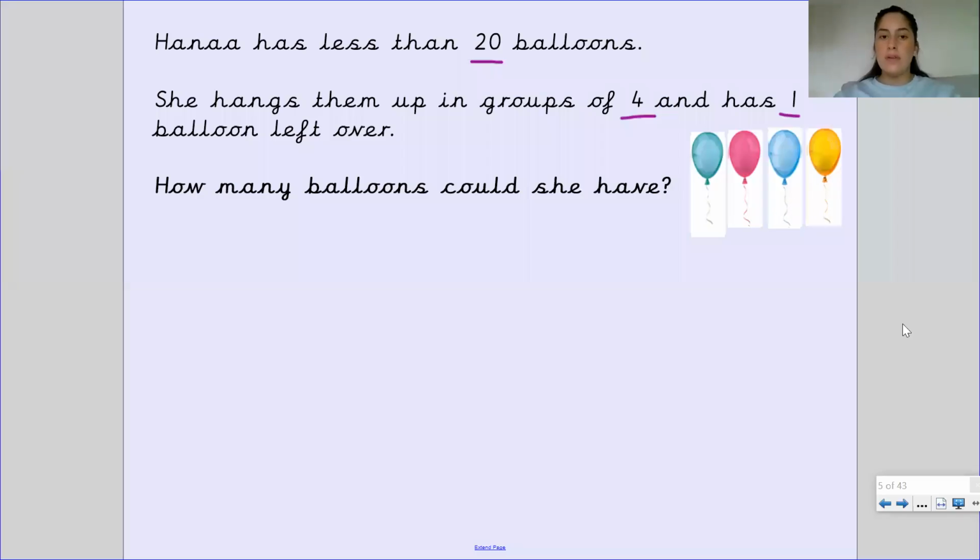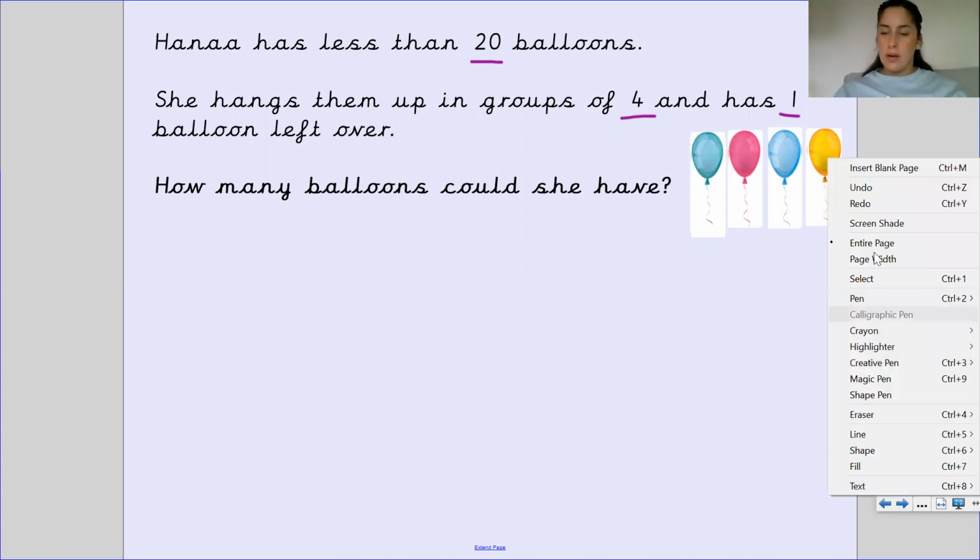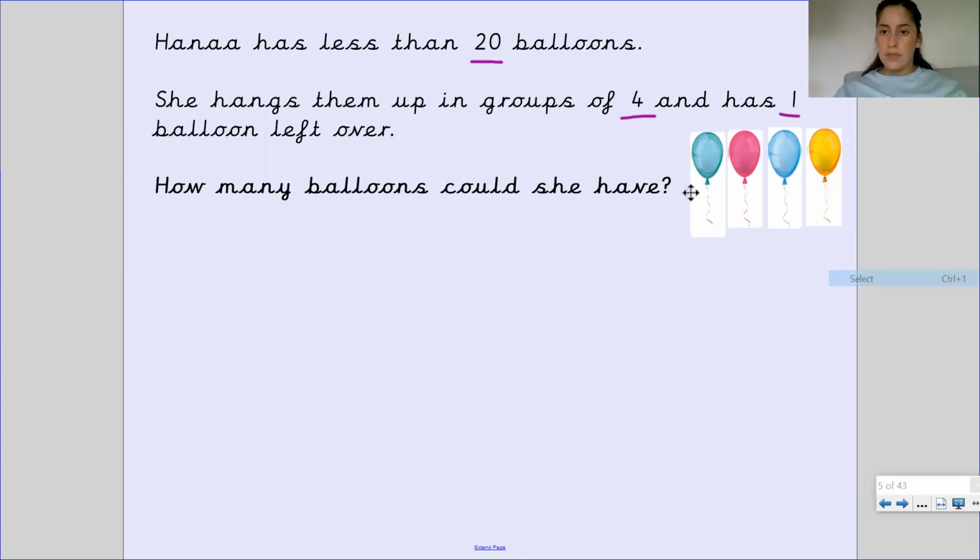Okay, well done for having a go. Now, there are 2 ways that you could do this. You could either use your knowledge of your multiplication tables, your 4 times tables, to solve this question, or you can use pictorial representations. Let's start with the pictorial representation and then we'll move on to using our knowledge of our 4 times tables. So we know that the balloons are in groups of 4.